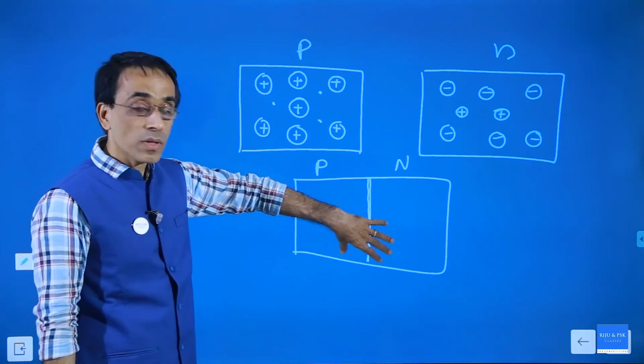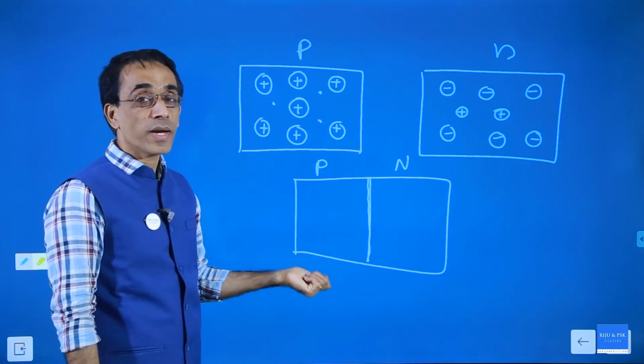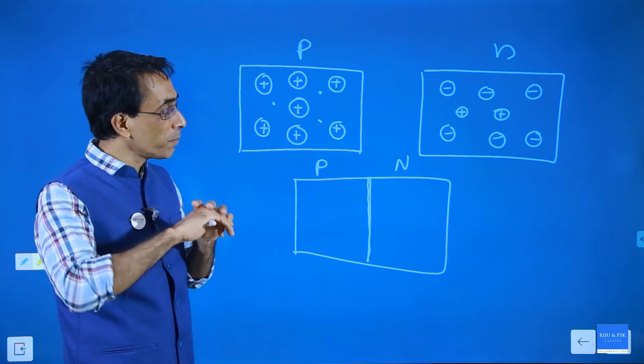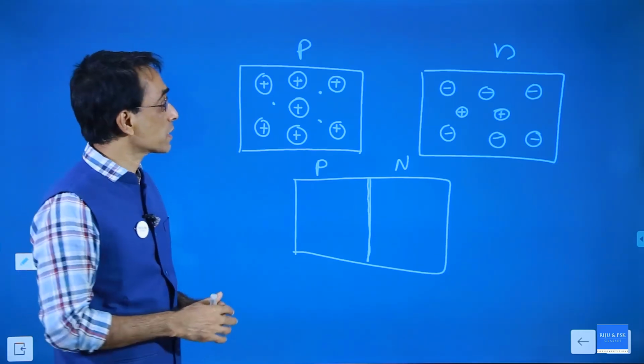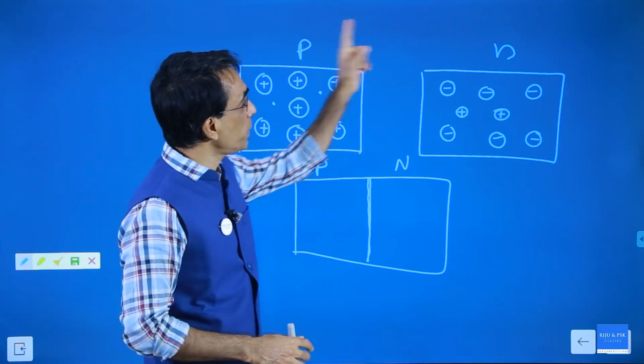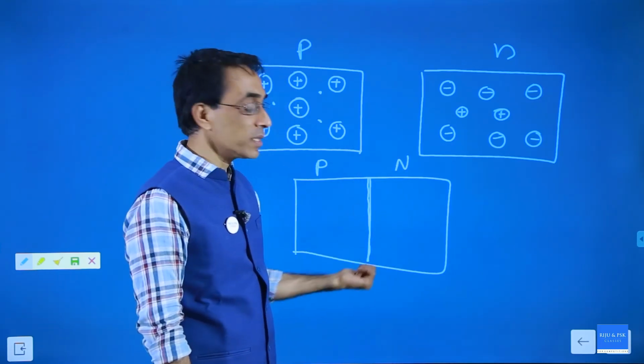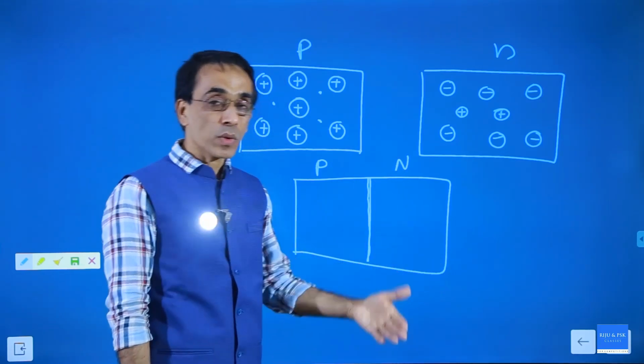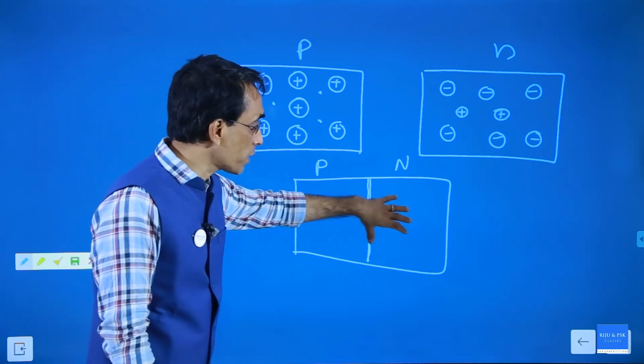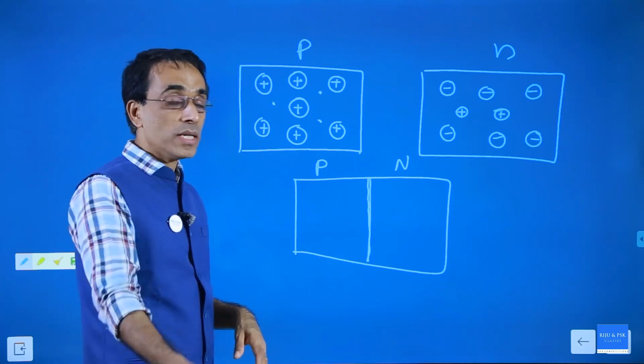So many phenomena will take place here, and this is a beautiful device. This can be used in making so many other electronic devices. This is what we call as a PN junction. How is a PN junction made, and what are the different processes across the junction as well as in the material is what we are going to study right now.